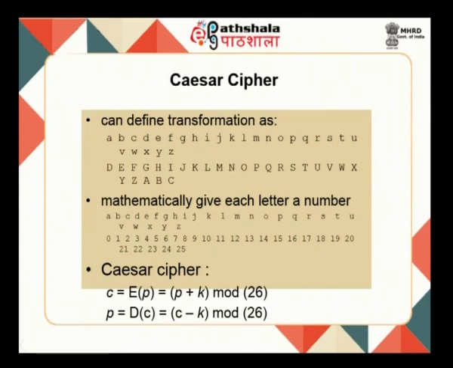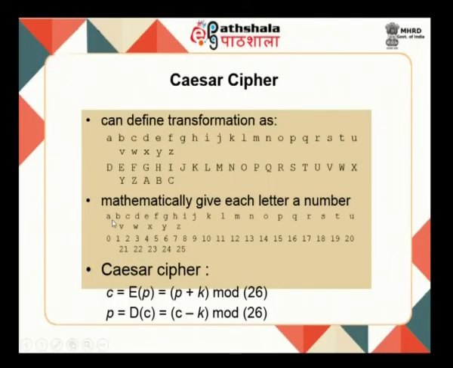Already we know C is the cipher text, E is encryption, P is plain text. Mathematically it is done as (P plus K) mod 26. What is mod 26? It is a modular operator. Whatever I do with the mod, it gives me only the remainder. Suppose I take B, which is 1, and add 3. 4 mod 26 is again 4, which gives the E.